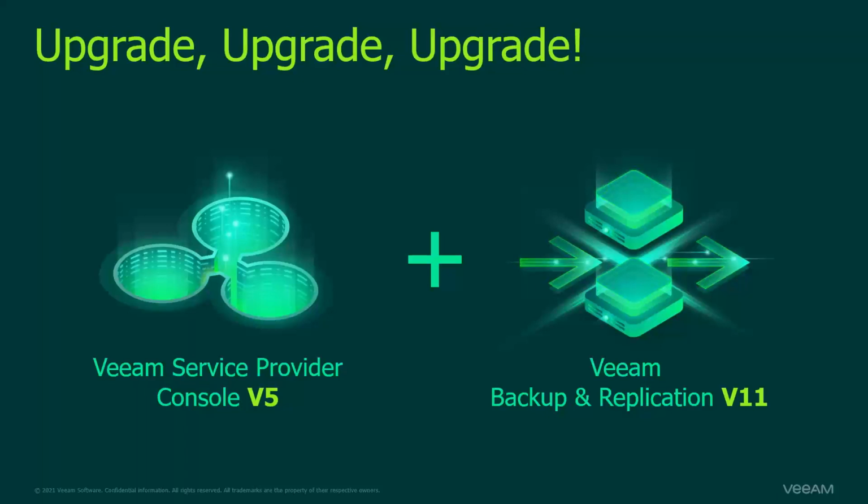In the notes, I've also included a link to the VBR patches, because we have already released some patches for version 11. And when you upgrade the Service Provider Console, please check the upgrade path. I've had several providers trying to put version 5 over Availability Console version 3. Didn't work out. You need to go first from 3 to 4, then from 4 to 5.